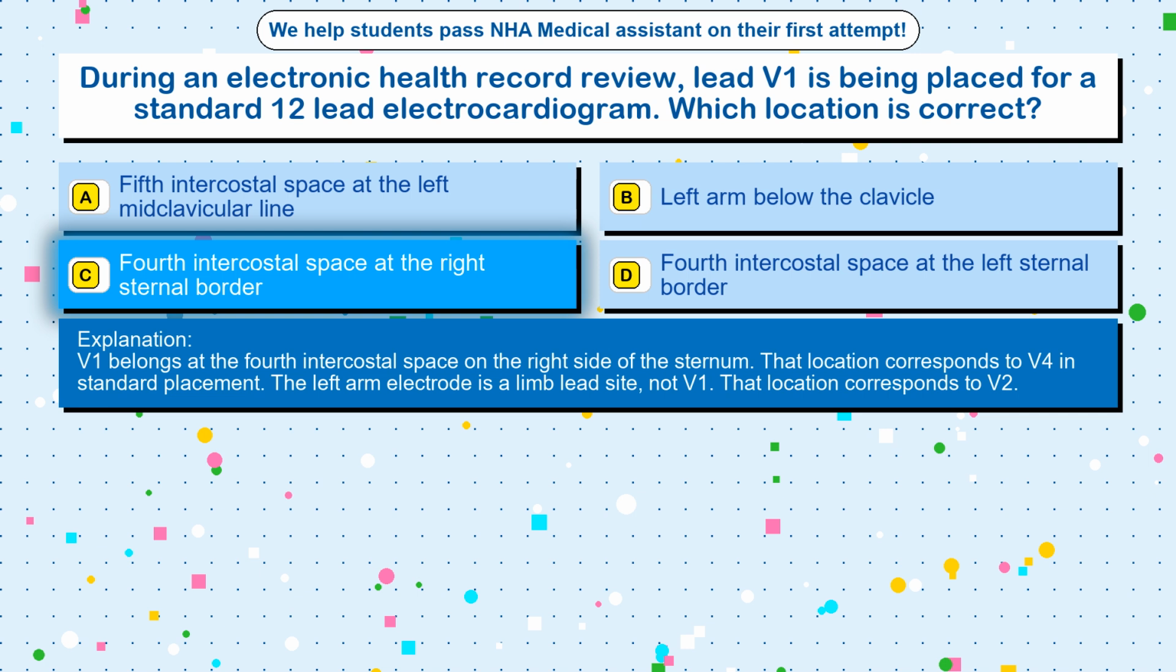V1 belongs at the 4th intercostal space on the right side of the sternum. That location corresponds to V4 in standard placement. The left arm electrode is a limb lead site, not V1. That location corresponds to V2.